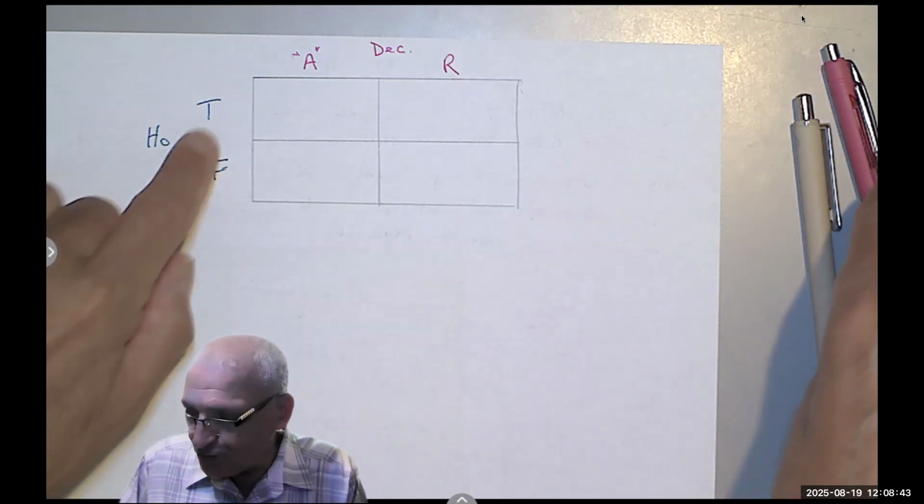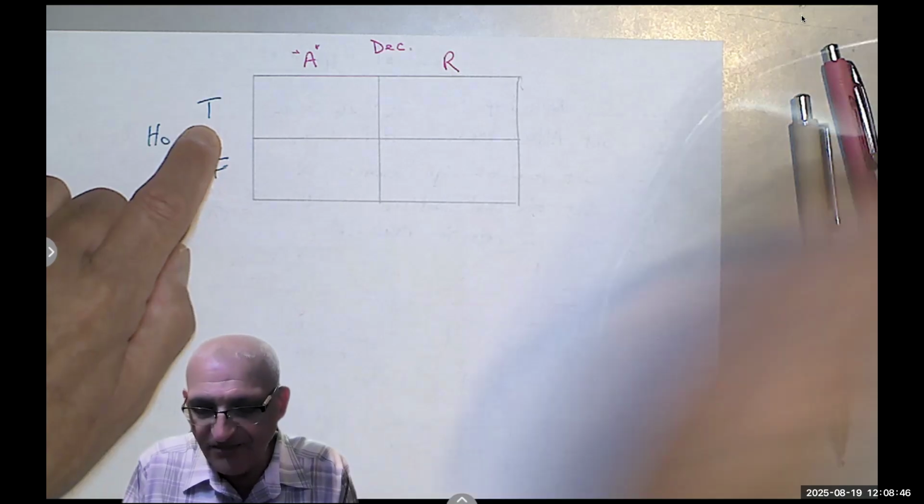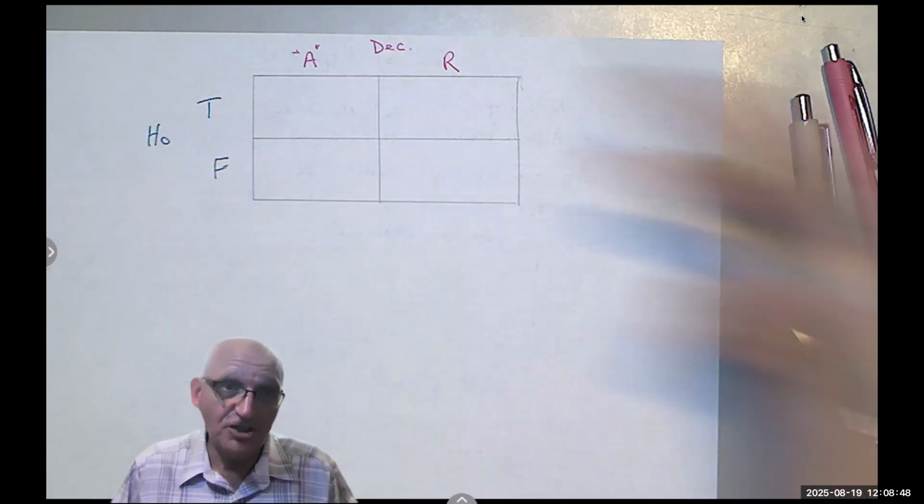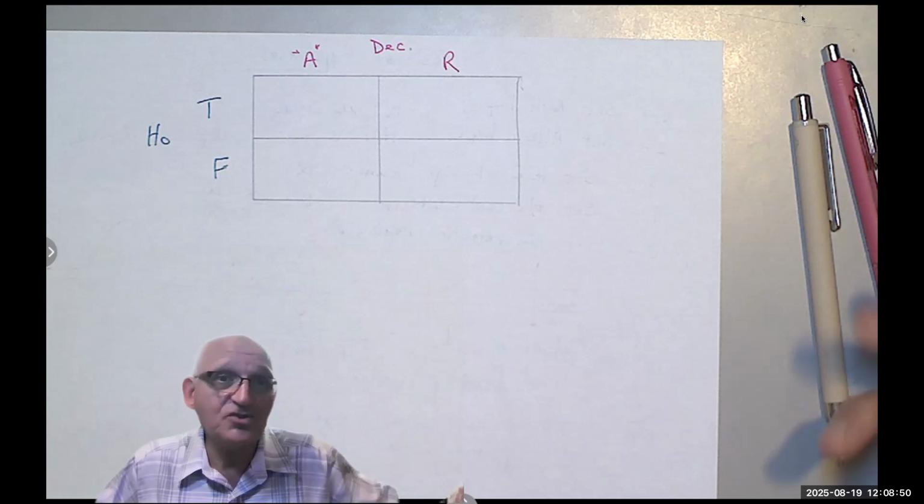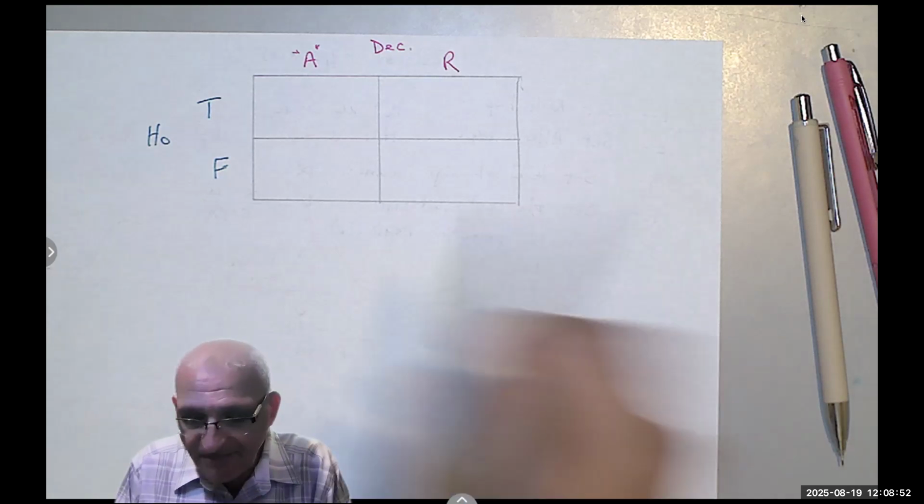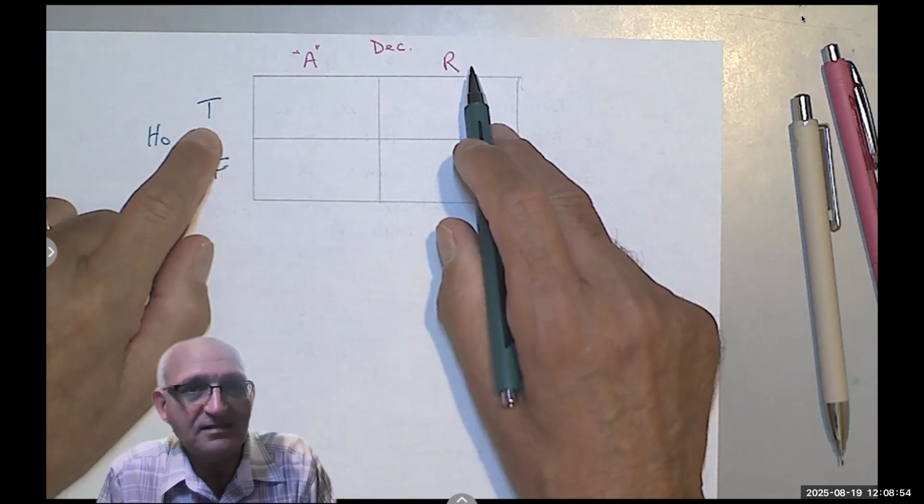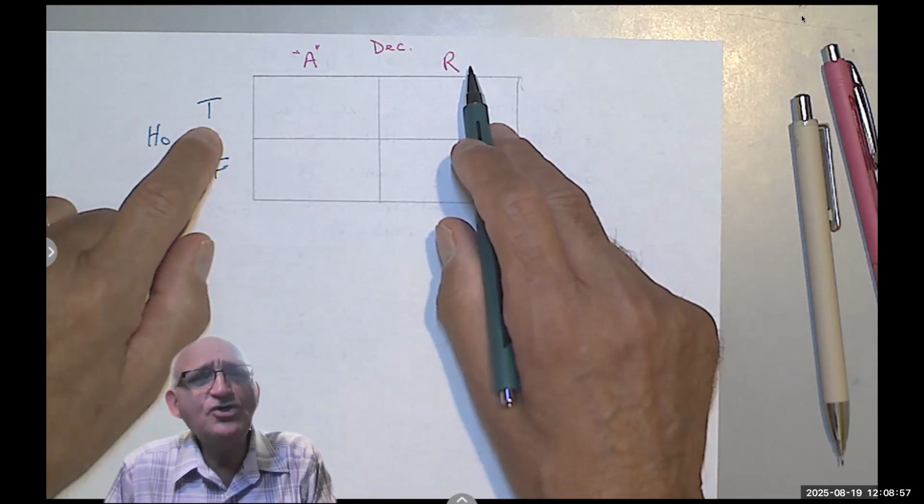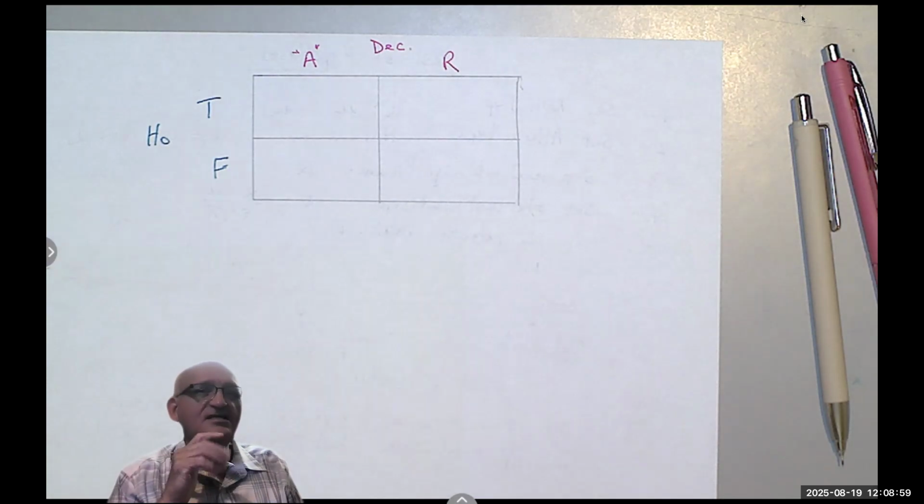So if it's true and you fail to reject it, that's good, right? Because it was true and you accepted it. But if it's true and you rejected it, can you tell me what is the probability that this happens?